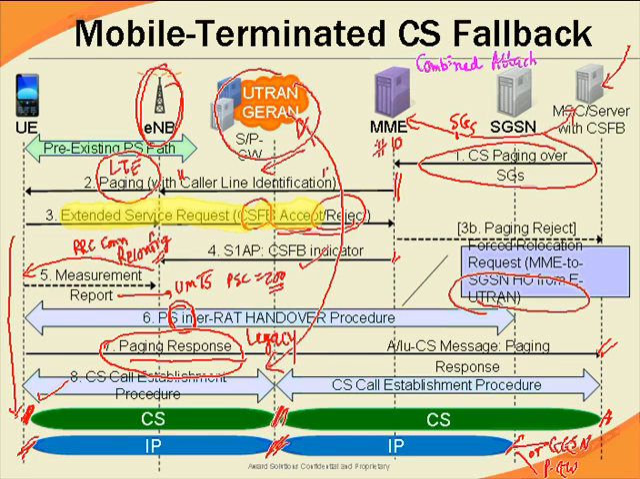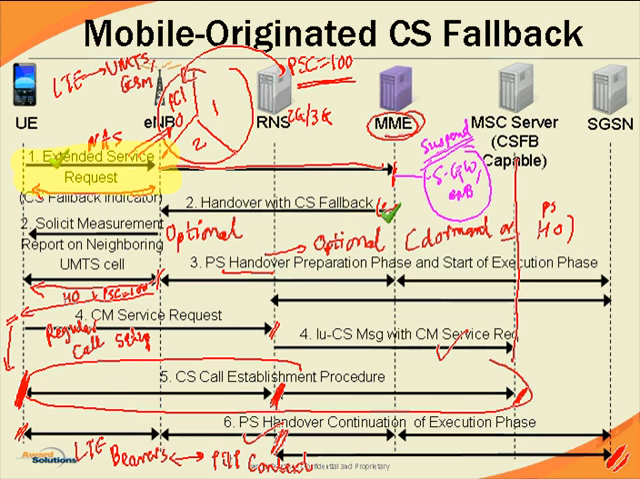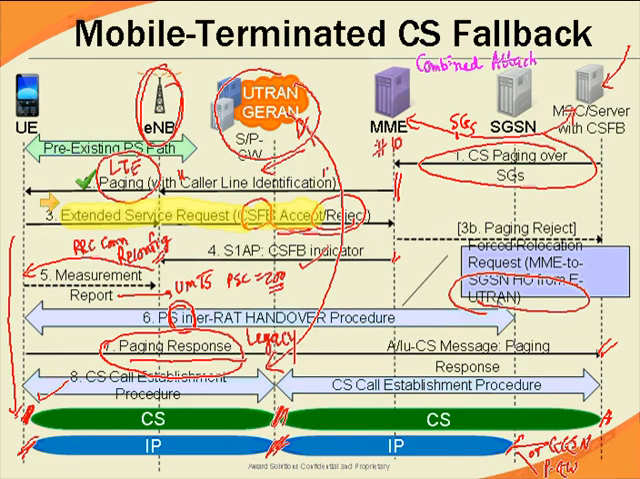So what is the basic difference between mobile originated and mobile terminated? The main difference is the page message in the case of mobile terminated. But other than that, the basic message is still the extended service request, whether it is mobile originated or mobile terminated, same extended service request.